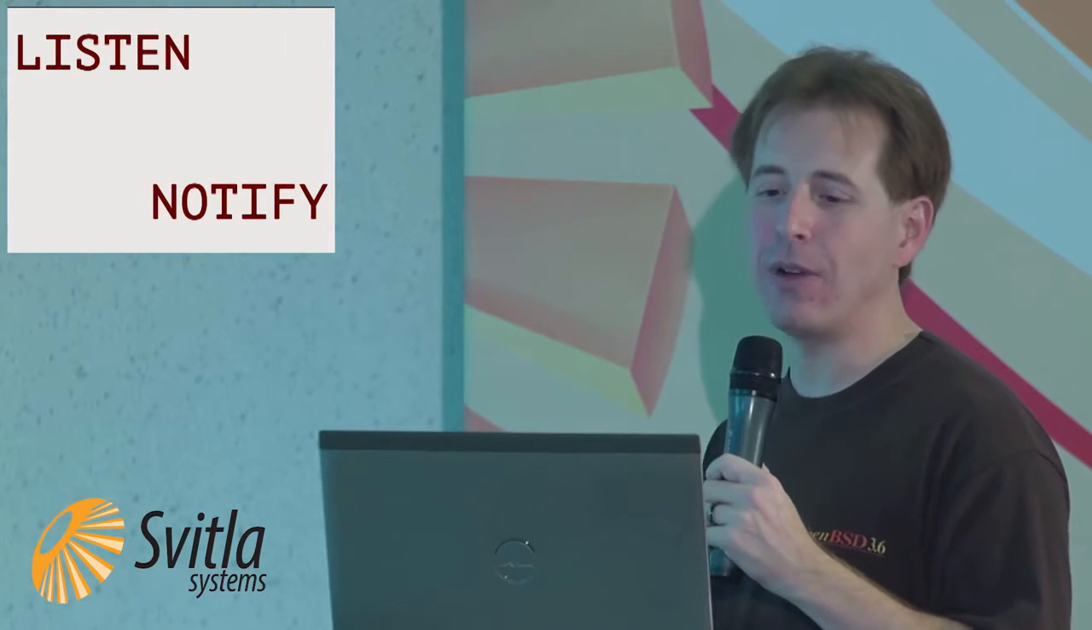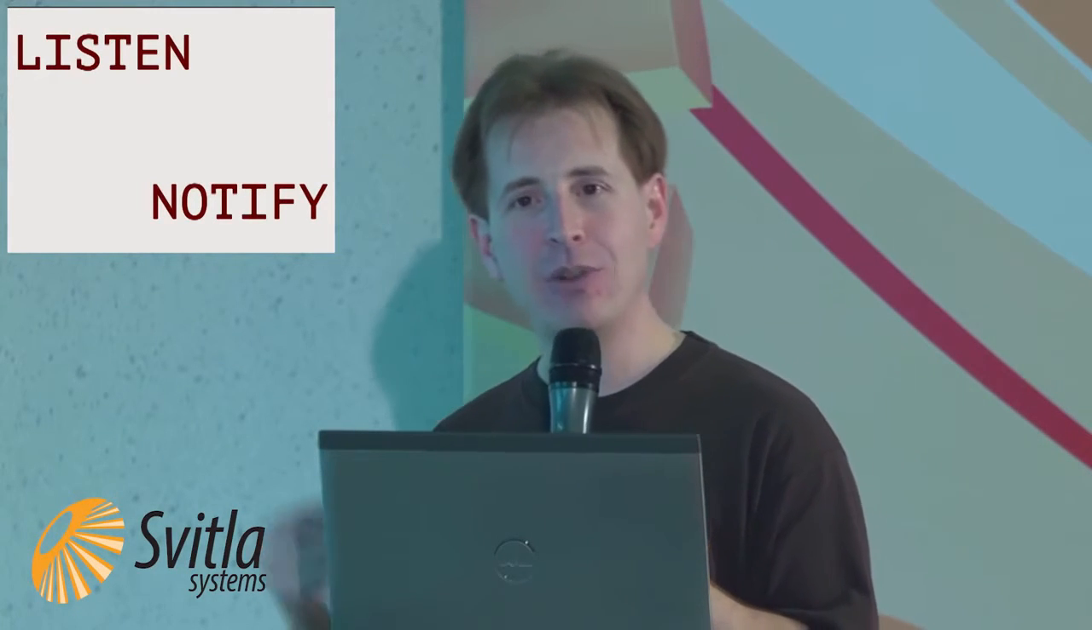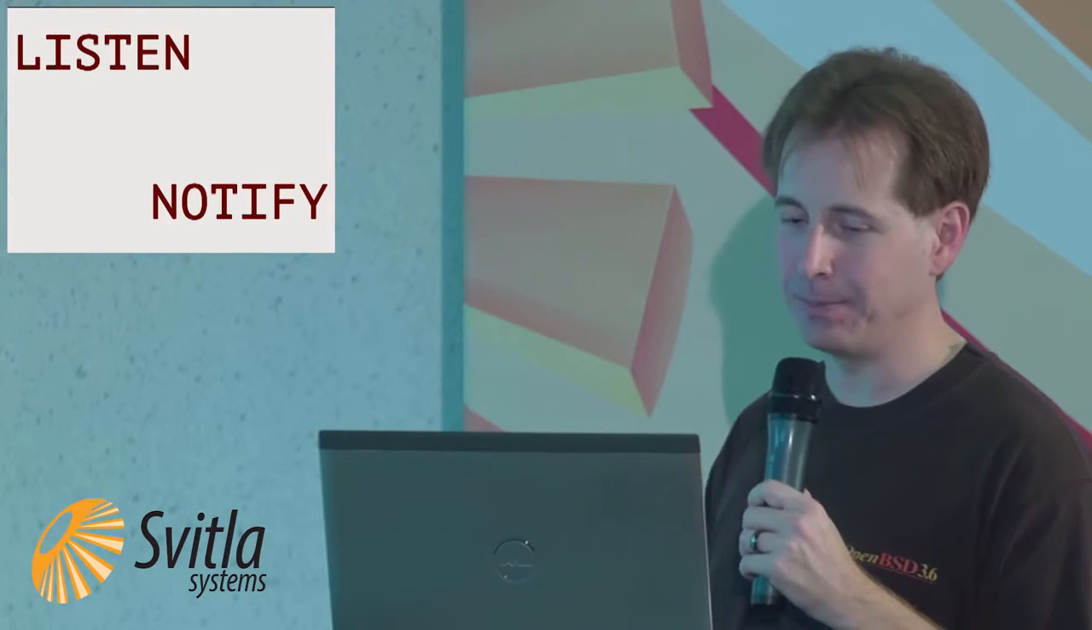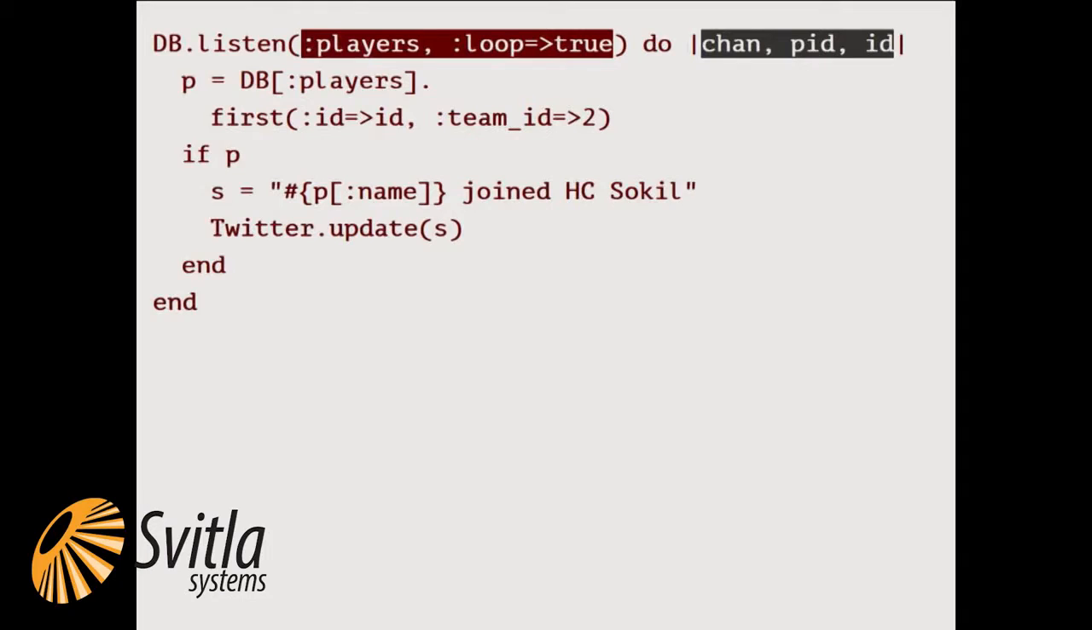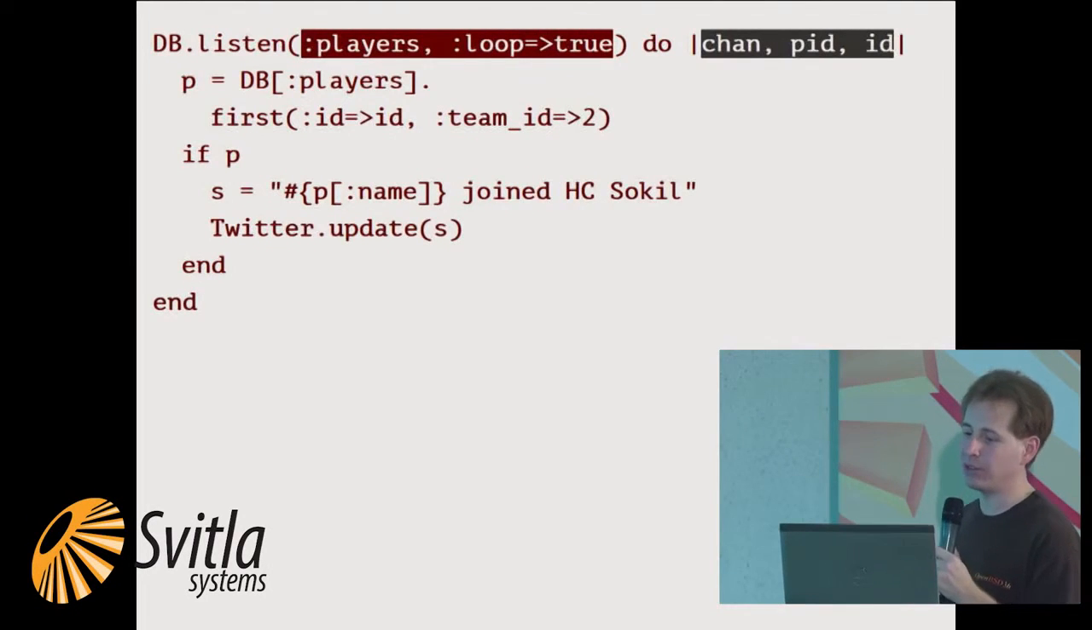For example, you can add an insert trigger that uses notify to notify a channel of all inserted rows with the primary key of the inserted row. And then you can have another process that listens for those notifications and acts on them. So let's assume you have added such a trigger, and you want to automatically tweet every time a player is added to your favorite team. You can use Sequel support for listening on channels to receive notifications on the players table and then automatically tweet the results. And there are a couple of things to note here.